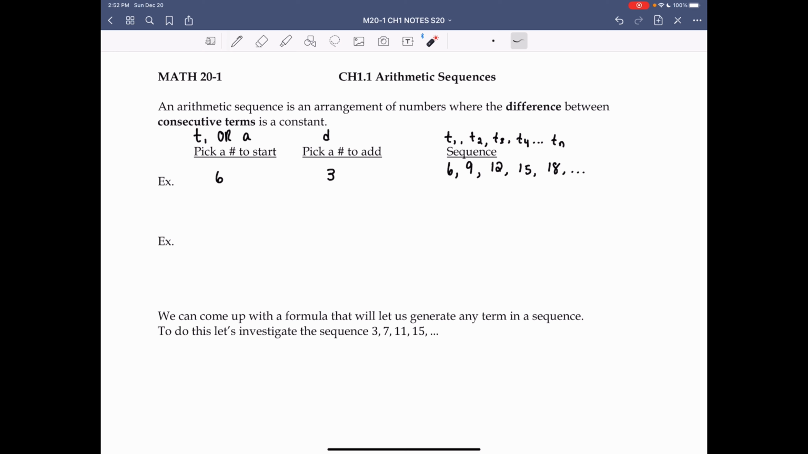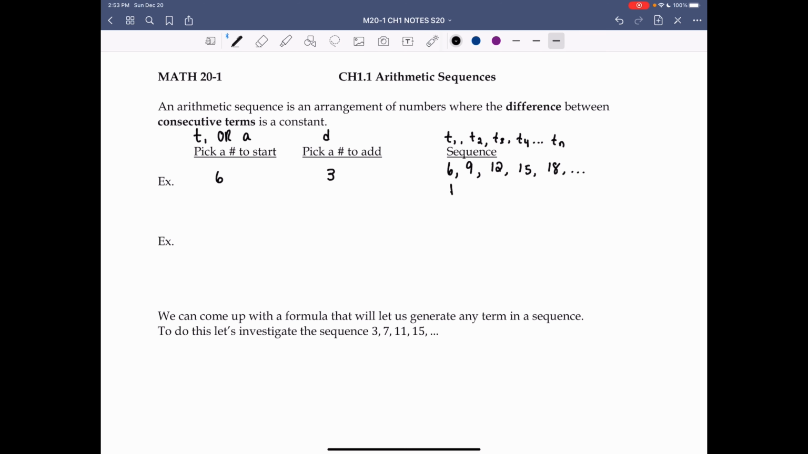And as it says up here, the difference between consecutive terms is a constant. The difference is the D value, in this case that is 3. So if we take the difference between any two consecutive terms, those two are consecutive, those are consecutive, those are consecutive. If we take the difference of any two of those, we would get the D value.